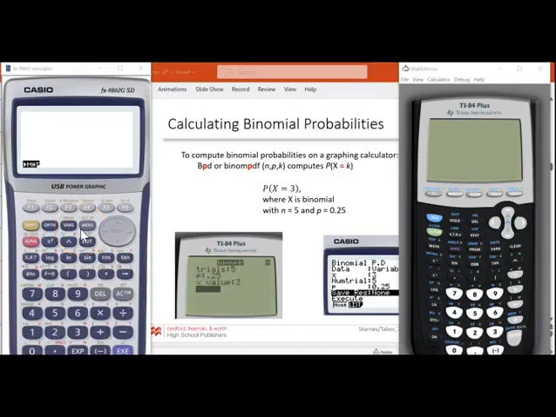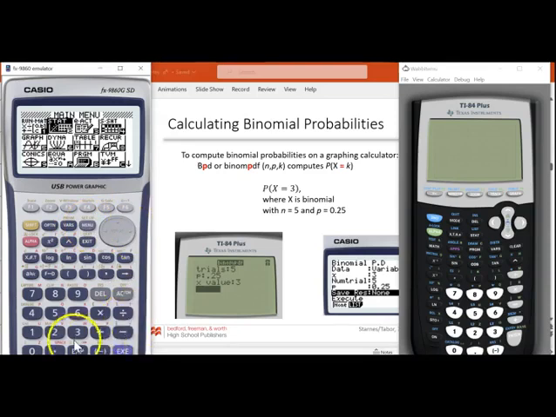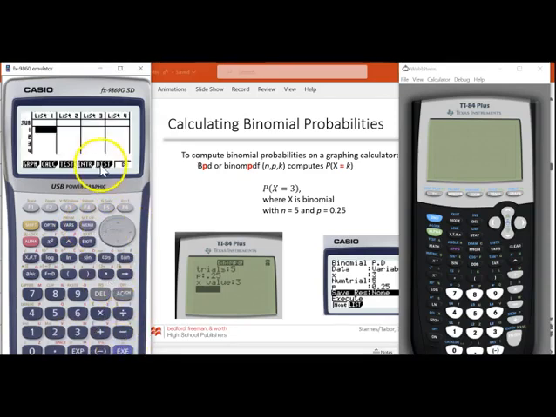So it's going to be in the same section of your calculator as the normal CDF when we did the normal distributions. On the Casio, you're going to go to Menu and choose Stat. Then under the distributions, last time we picked normal, this time we're doing binomial. So it's going to be F5. And if we want X equals a number, it's going to be BPD.